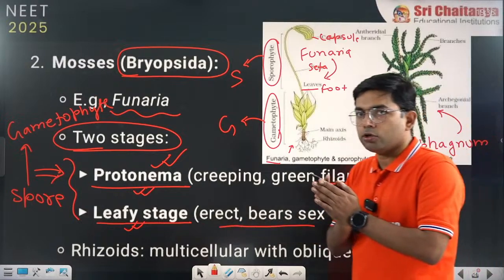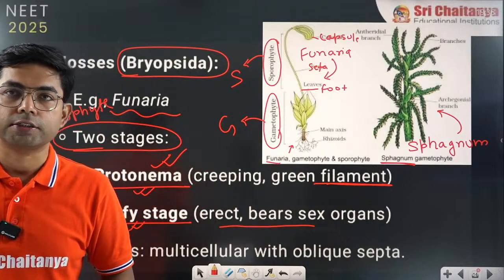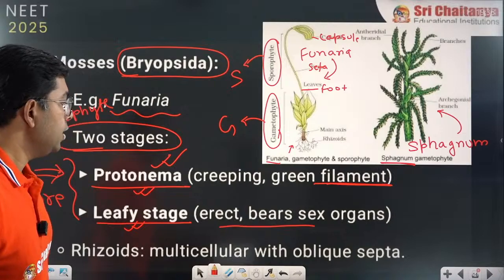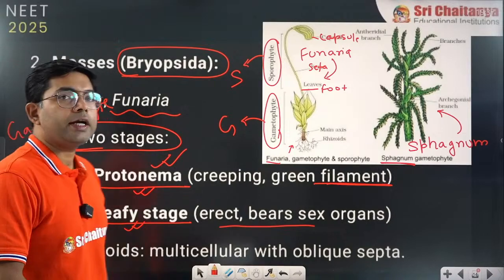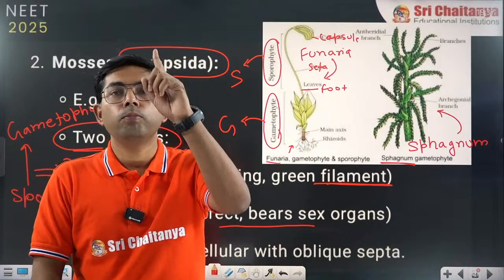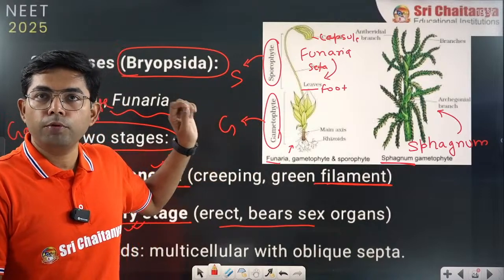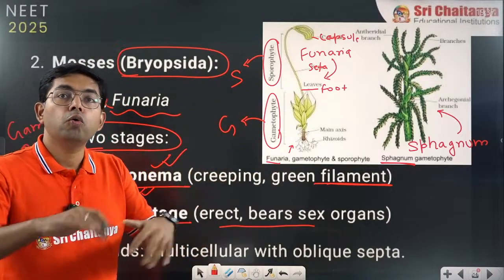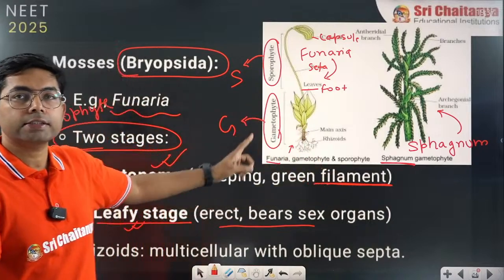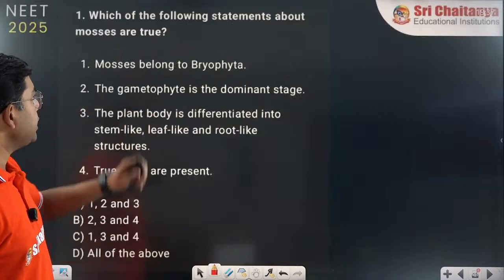Now if I ask you that protonema is formed in, you will say mosses. Gemma is formed in, you will say liverwort. Then if I say rhizoid is present in, you will say rhizoid is present in both liverworts and mosses. Now who is more advanced? Moss is more advanced as compared to liverwort. So now see here, a question related to moss.